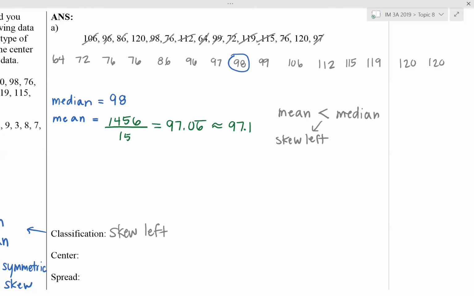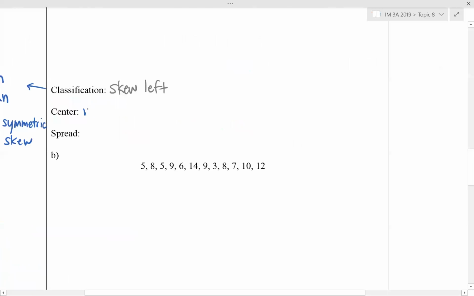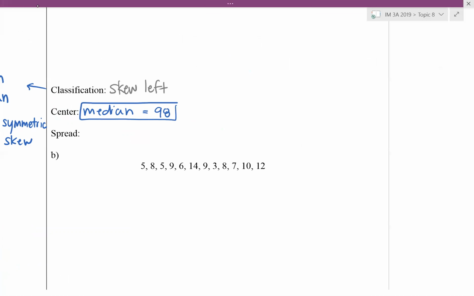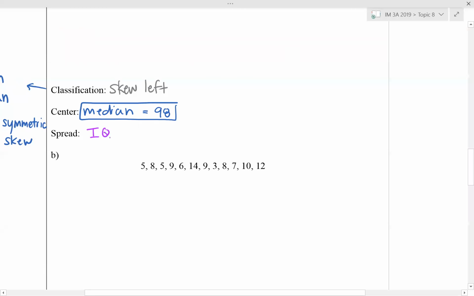So if I'm classifying this as skew left, that means that the measure of center of the data is the median. So the median value, which is the 98, is the measure of center. And the measure of spread that goes with median, we talked about, must be the inner quartile range. So what we're going to have to do next is figure out the inner quartile range for this set of data. So remember, to find IQR, we're going to find Q3 and subtract Q1 from that. Okay, so we're going to have to subtract two values.